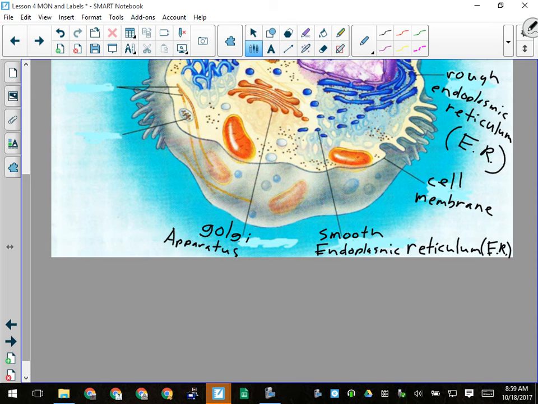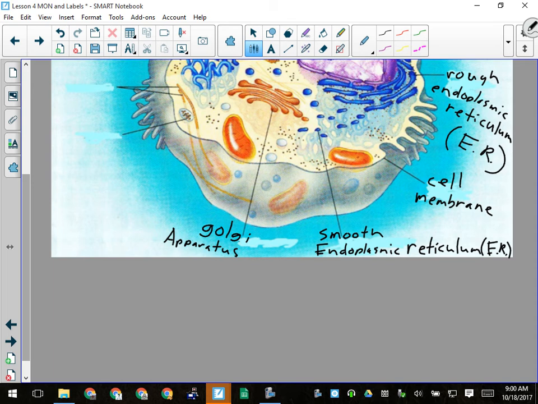The Golgi apparatus is responsible for packaging and excreting waste products. It's also responsible for exporting any products that a particular cell might make. So if we're talking about the cells of your adrenal gland, which make adrenaline.